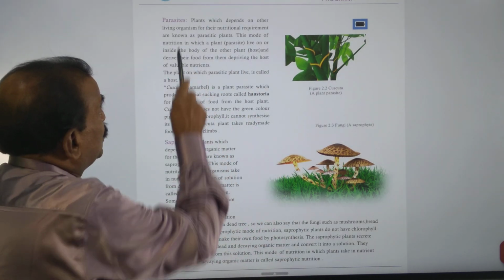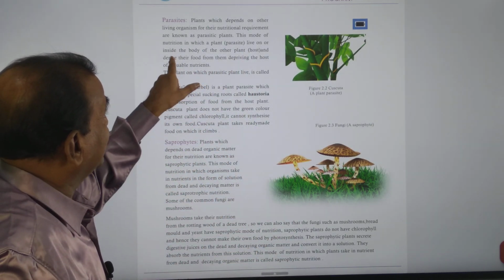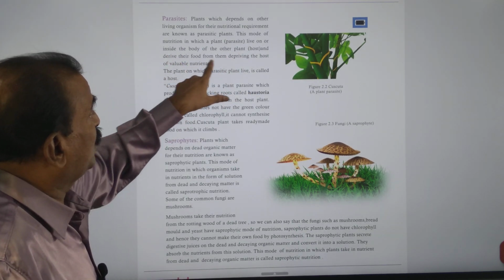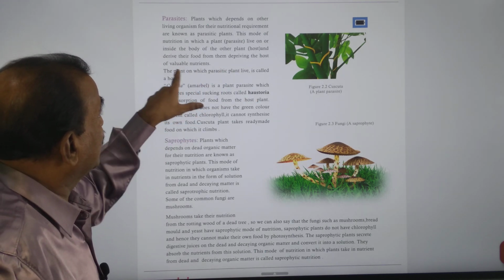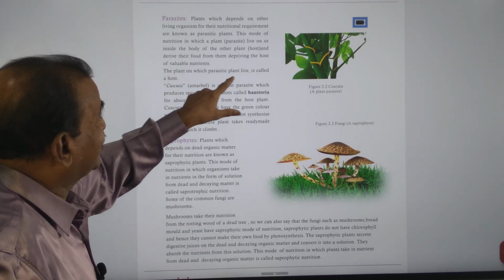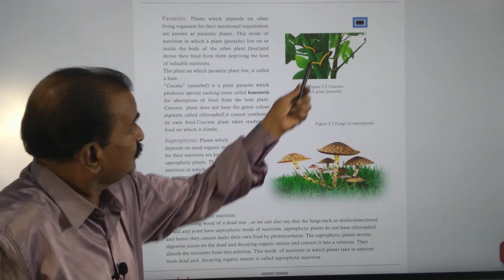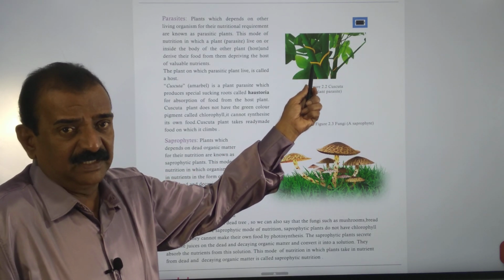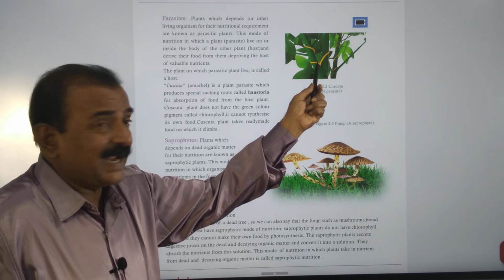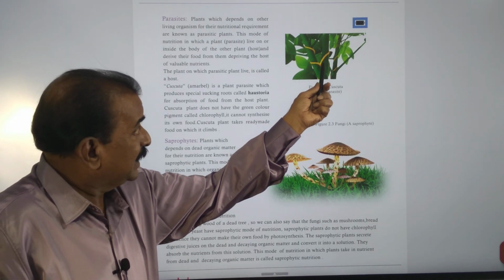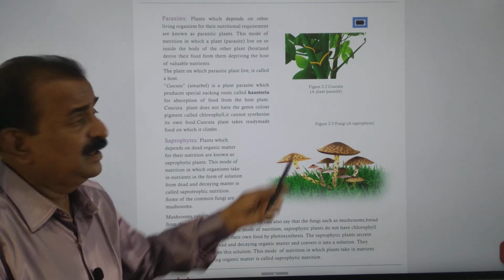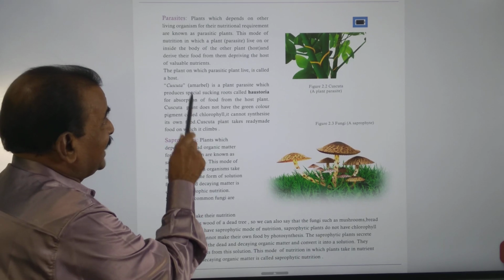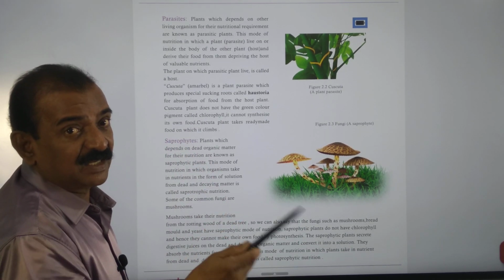This mode of nutrition, in which a plant lives on or inside the body of another plant, the host, and derives its food from it, deprives the host of valuable nutrients. The plant on which the parasitic plant lives is called a host plant. This is a host plant, and it is supporting the growth of this Cuscuta plant, and this plant does not have green color structures. It draws valuable food material from the internal part of the host plant. Cuscuta is called amarbel, that is its common name.